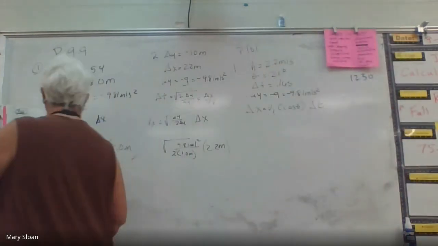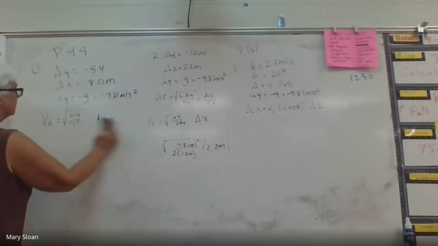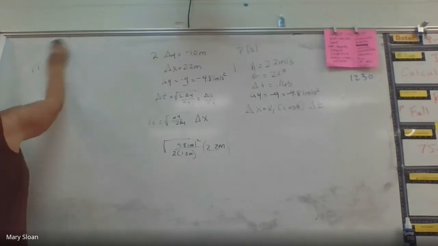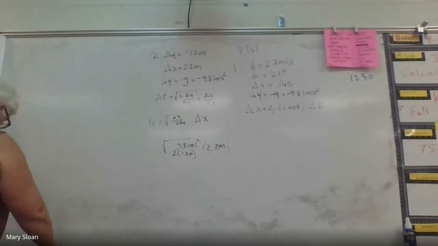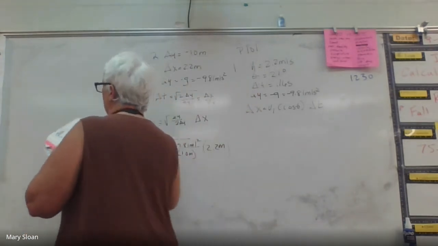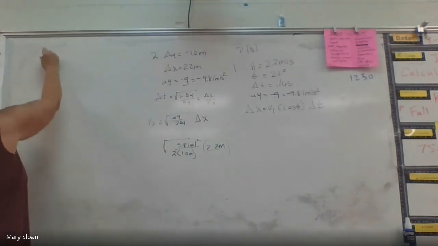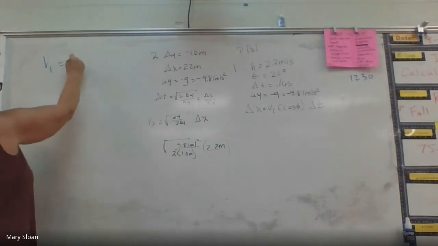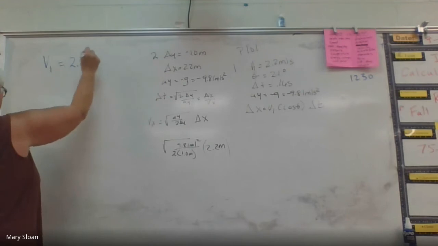Okay, can I erase this? All right, so let's look and see what kind of variables we've got first. First one, we have velocity initial, and what is that? 2.2 meters per second.